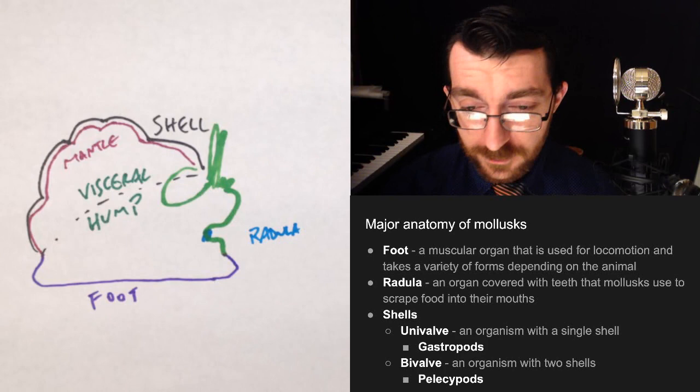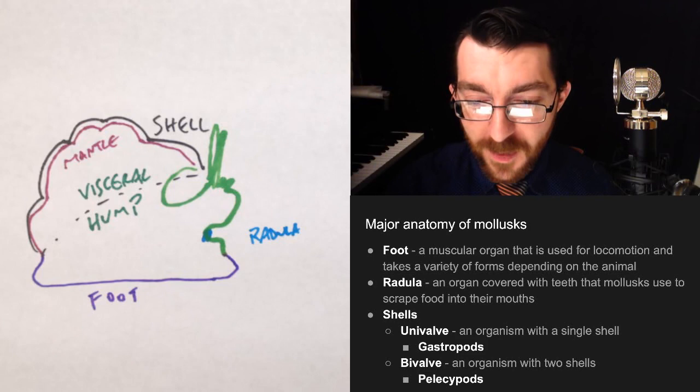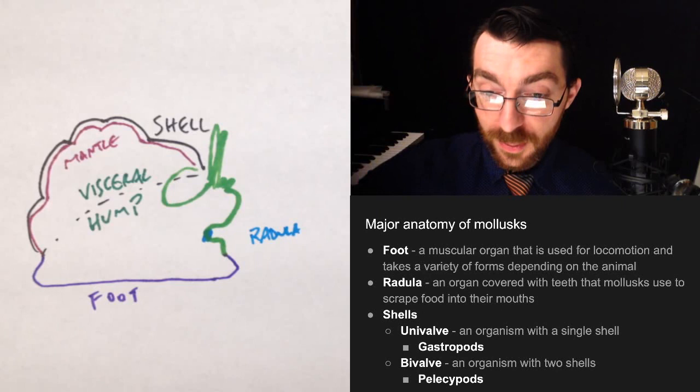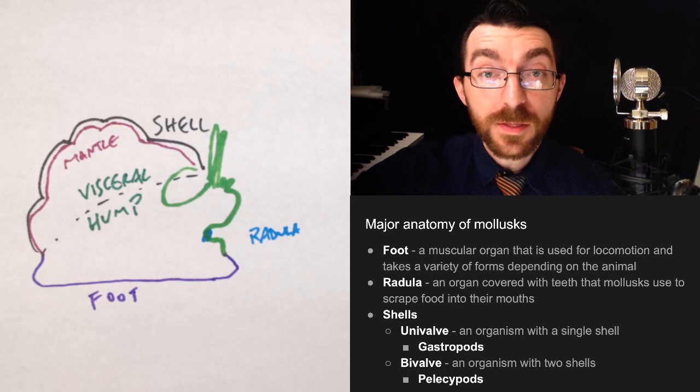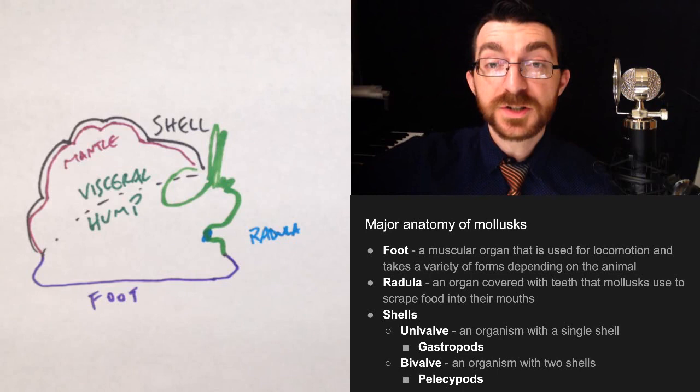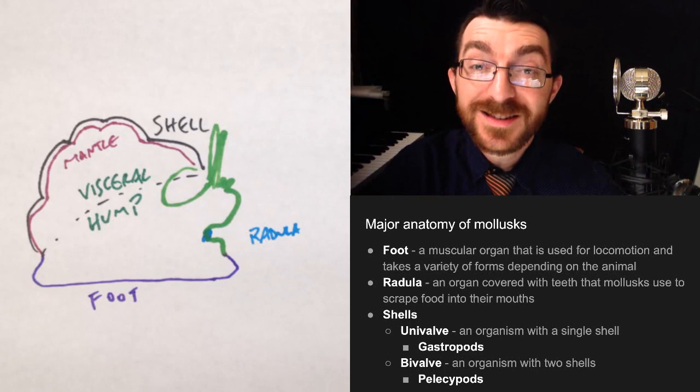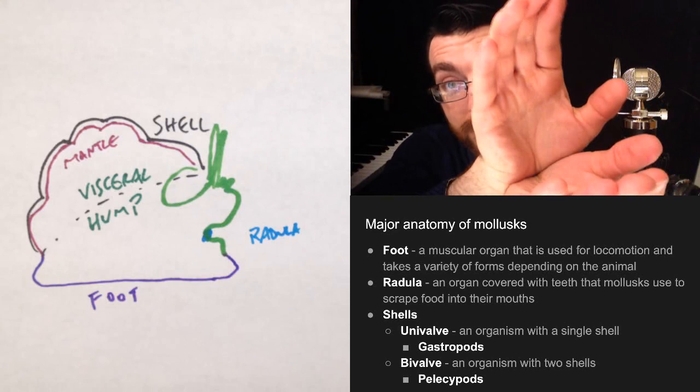Okay, so let's talk about its shell for a second. There are a lot of mollusks that live in the ocean that we're a bit more familiar with, things like oysters and clams. What's interesting about oysters and clams is their shells are like this, right? Those are two different sides of the shell. If you have two shells like that, you're called a bivalve. And if you have one shell like a snail, then you are a univalve.